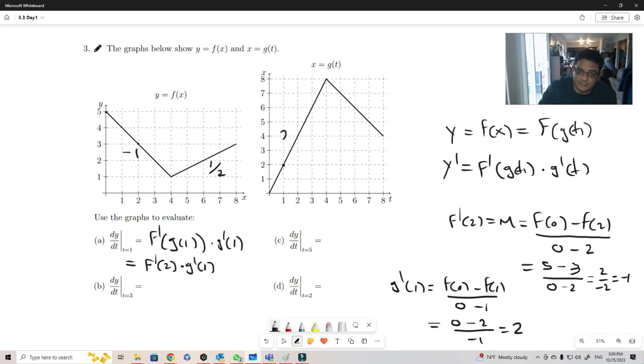So the slope of this is going to be 2, and doing a similar process, we can find that the slope of this line is minus 1. So the slopes are fundamental to this exercise. Now that we have that f prime of 2 is minus 1, we just put minus 1 in there. And g prime of 1 is 2, because that's the slope that we found. And so the whole thing is going to be minus 2.